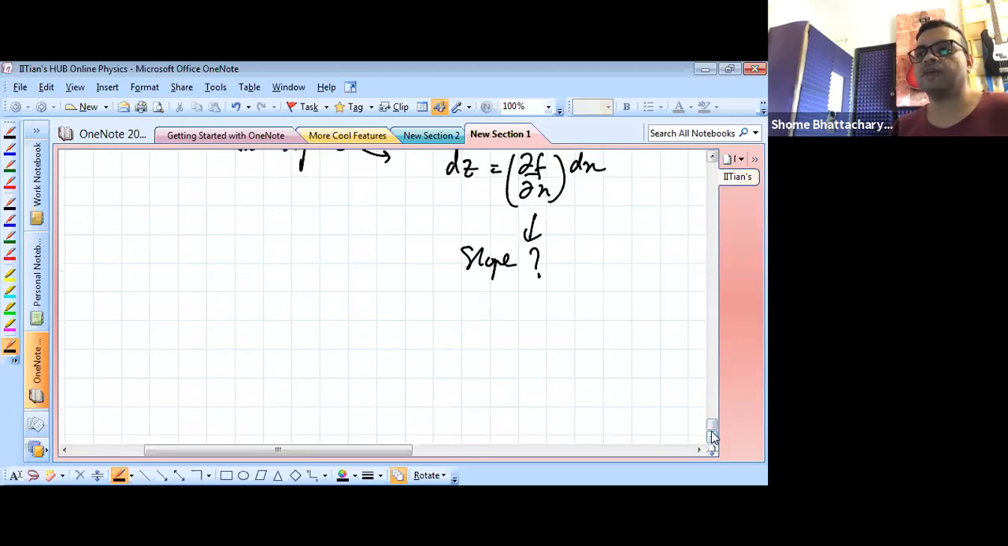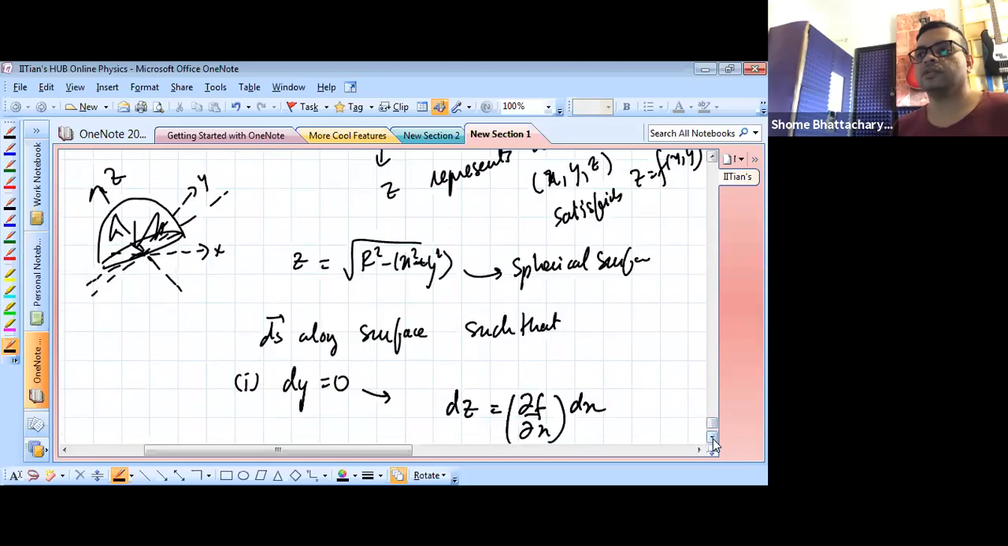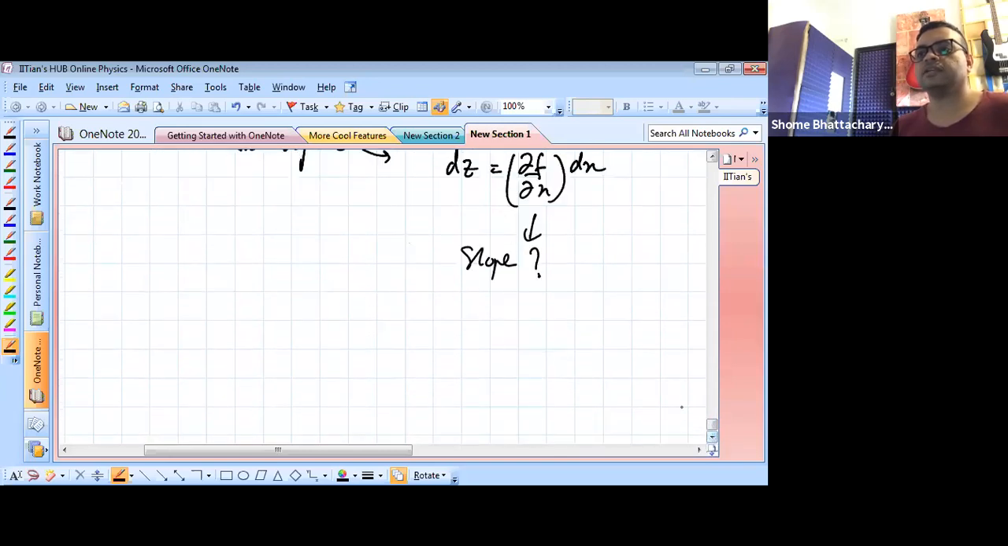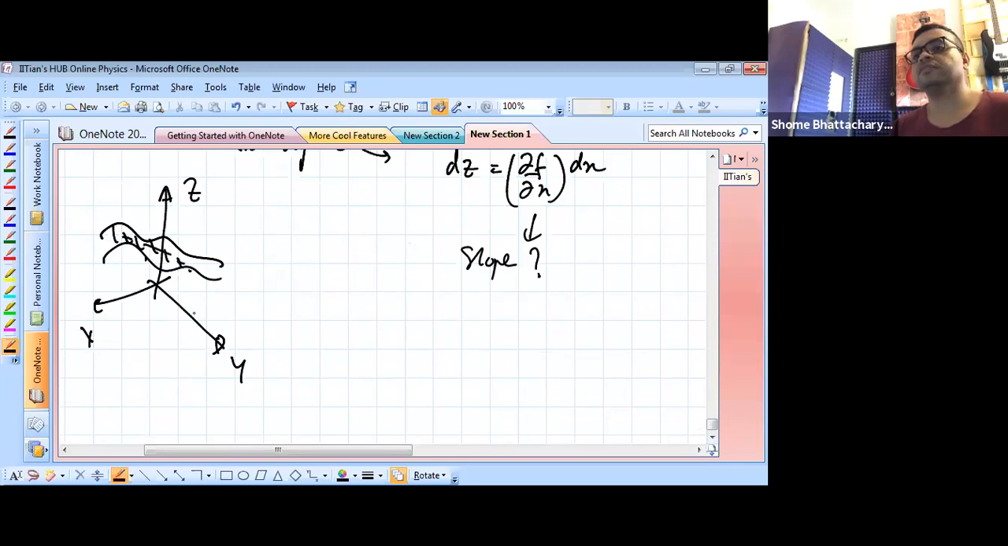If we are making a displacement such that our y coordinate is not changing, imagine that surface. Again, this was our z axis, this was our y axis, and this was our x axis. Now it's a three-dimensional surface like this. Now suppose I'm moving along the surface such that my y coordinate is not changing. That means I'm cutting it by a plane which is parallel to the xz plane.